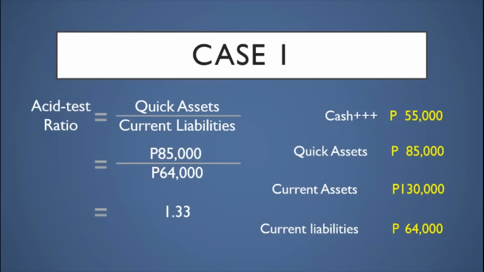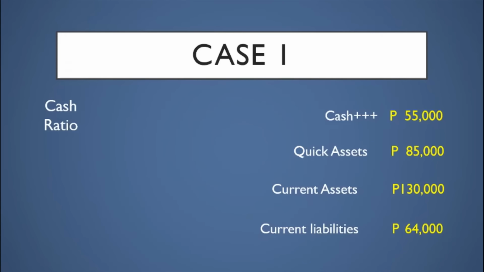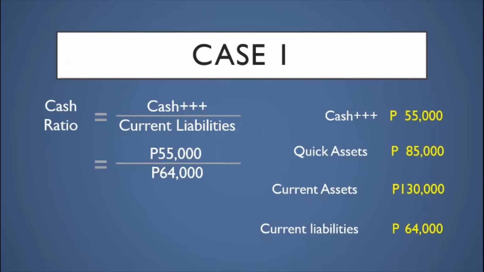But what if we are still not confident with the quick assets? We want to see whether there's readily available cash to meet the current liabilities. So we will go to the most stringent liquidity test, the cash ratio. Again, cash includes marketable securities. That's why we call this cash in a broader sense. So we would have cash in a broader sense, again including marketable securities, 55,000 pesos, divided by 64,000 pesos, the current liabilities, we would have a cash ratio of 0.86.